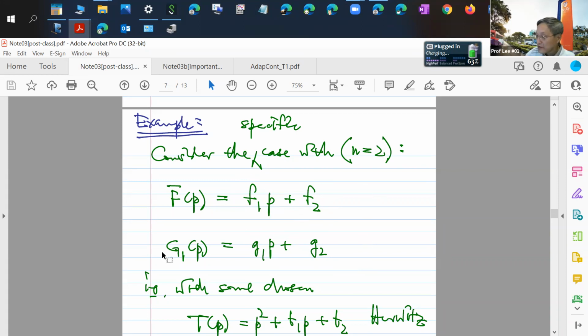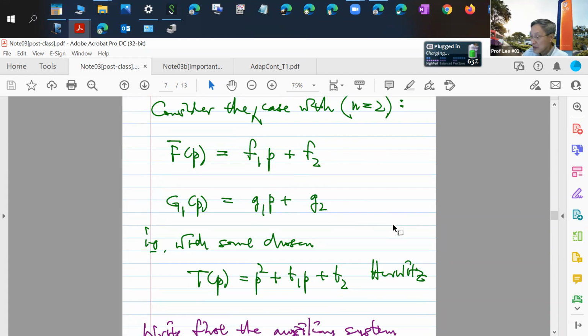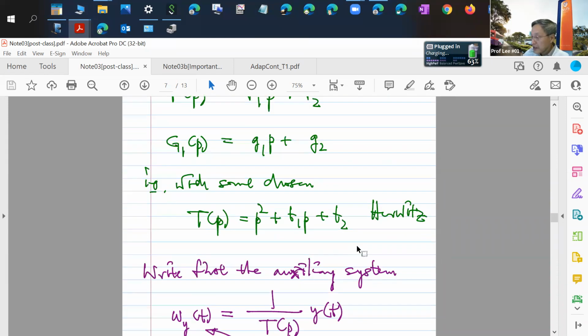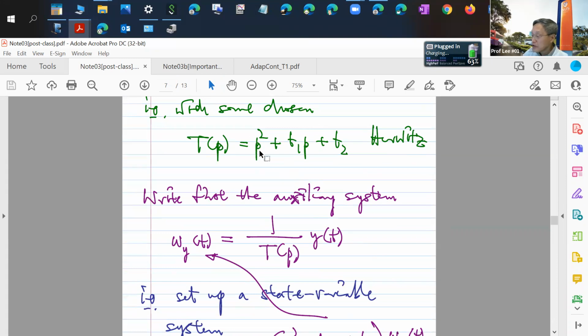So anyway, with n equals to 2, this is the F-bar polynomial, this is the G1 polynomial. You will choose a T polynomial. This one you choose. You will choose this to be Hurwitz. Then as I said, the moment you choose this, you told me I can measure the output signal. So I measure the output signal, I pass it through a 1/T filter, and T is what I choose. I choose this to be Hurwitz.